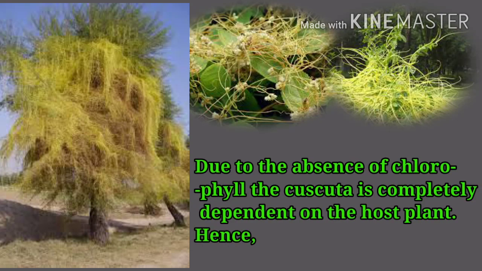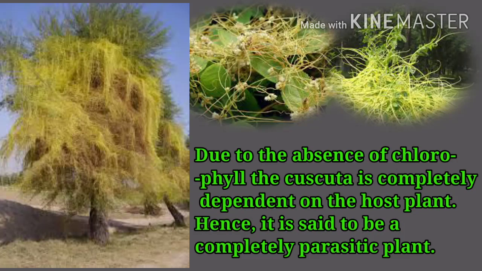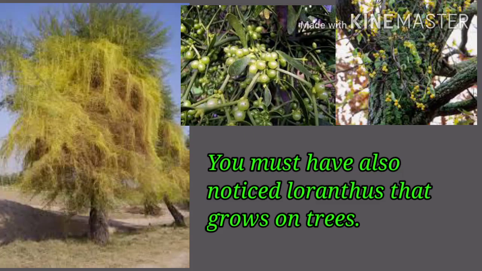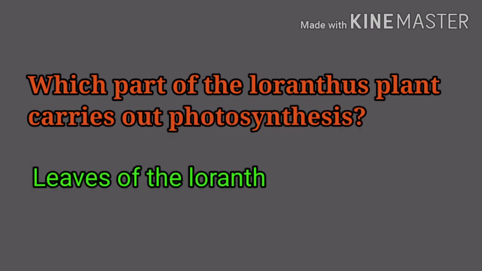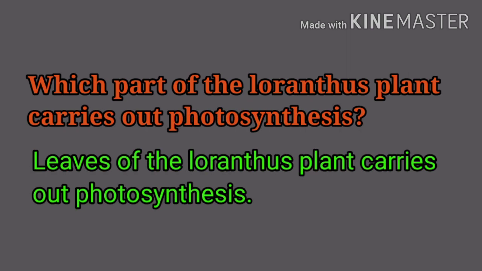Due to the absence of chlorophyll, the Cuscuta is completely dependent on the host plant. Hence, it is said to be a completely parasitic plant. You must have also noticed Loranthus that grows on trees. Use your brain power. Which part of Loranthus plant carries out photosynthesis? Leaves of Loranthus plant carry out photosynthesis.